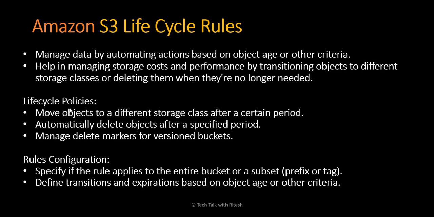Okay, so lifecycle policies will be there, and through those rules or policies we can move objects to a different storage class after a certain period, or we can automatically delete objects after a certain period, or we can manage delete markers also for versioned buckets. We have already seen what this delete marker is. And in these rule configurations, we need to specify if the rule applies to an entire bucket or a subset. We can specify a prefix or tag. That is also doable. And define transition and expiration based on object age or other criteria.